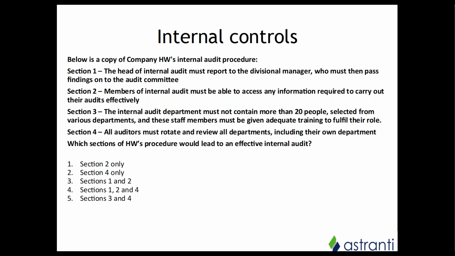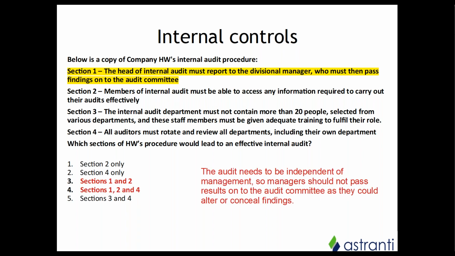So which sections of this would lead to an effective internal audit? So again, let's break down the various different parts of the question and figure out which is the correct answer. So of course, the role of internal audit is to oversee the effectiveness of internal controls. That's the main thing we're looking for here as we answer the question. So what about section 1? The head of internal audit must report to the divisional manager and pass the findings on to the audit committee.